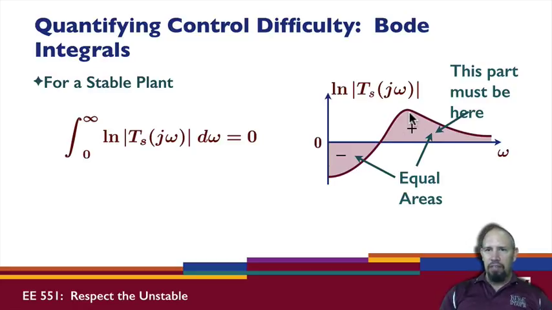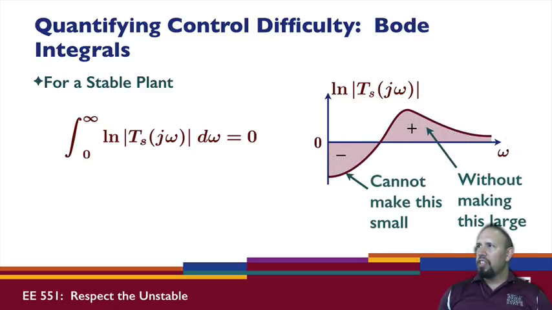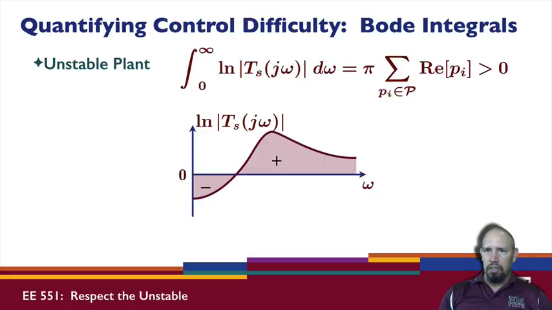So we have that. In particular, what we cannot do is make this part small without making this part large. Okay, we can't make this part small without making this part large. So this is what we have when we have a stable plant: these two must have equal areas.